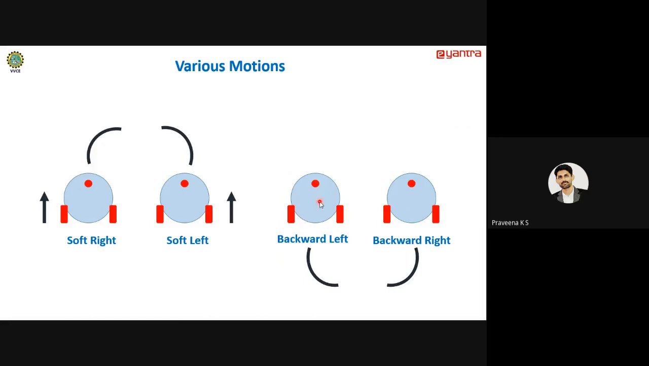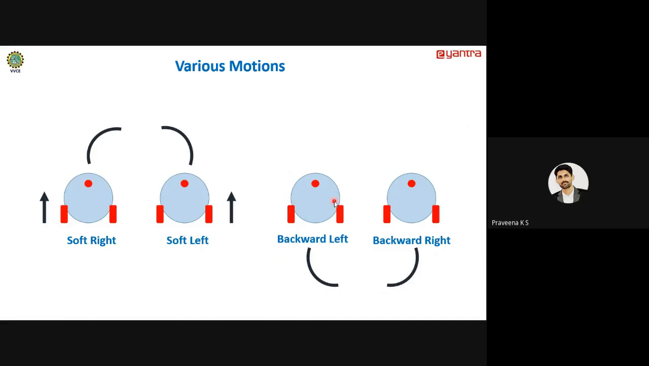Again, in the same way for the backward direction. What we're going to do here is, the left wheel will be moving in the, sorry, it's actually supposed to be a reverse one. So if you want to take the left side, the left wheel will be moving in the backward direction and the right wheel will be off, so that it will take the turn like this. And again for backward right, the right wheel will be moving in the backward direction and the left wheel will be in off mode, so that it will take the backward right turn.